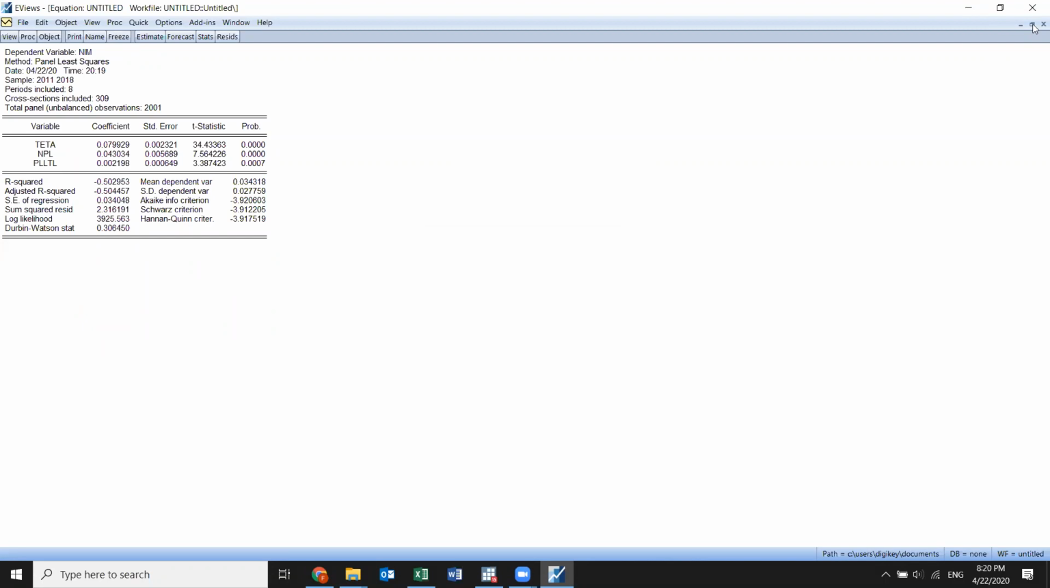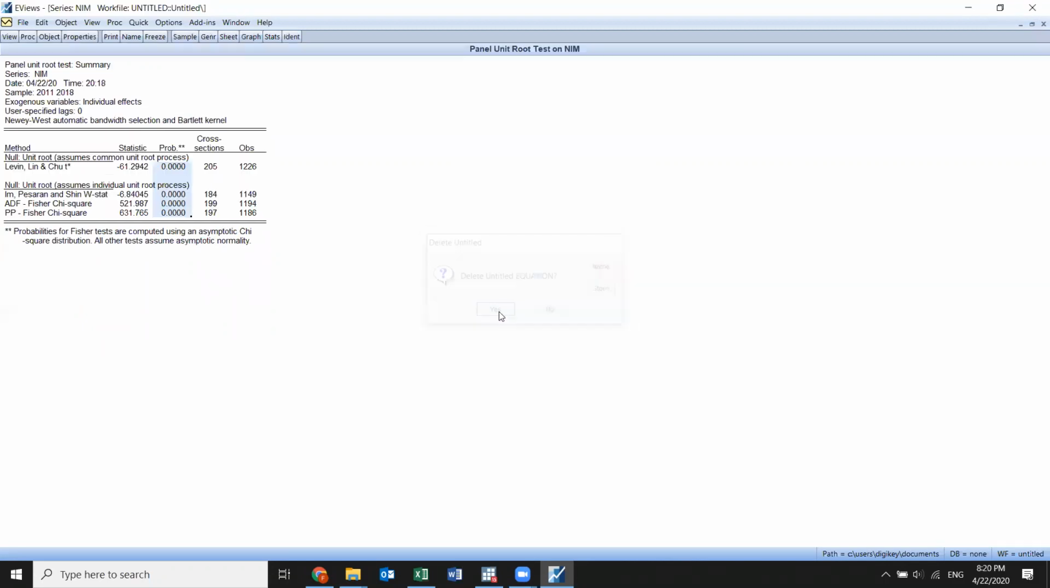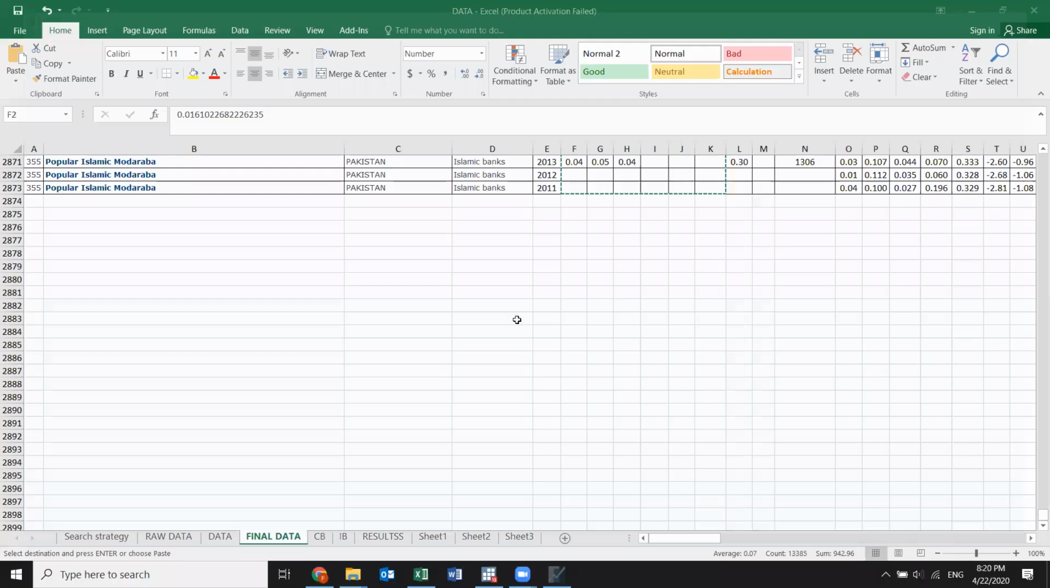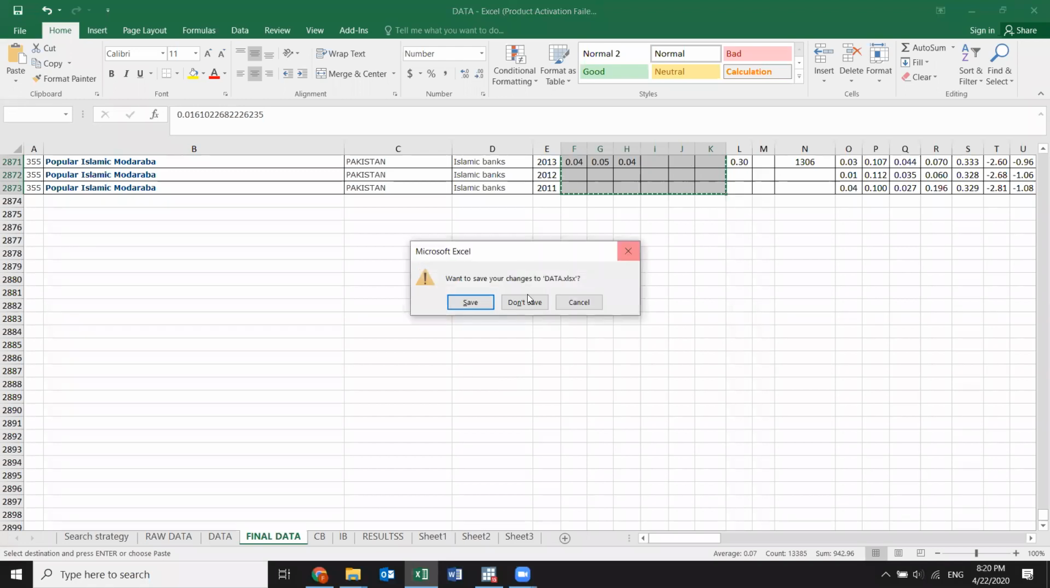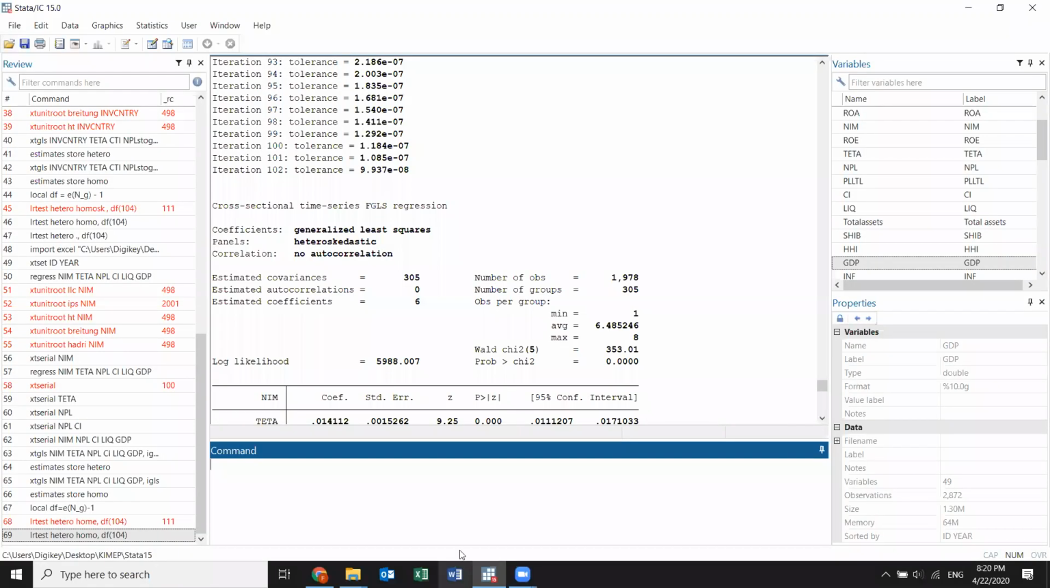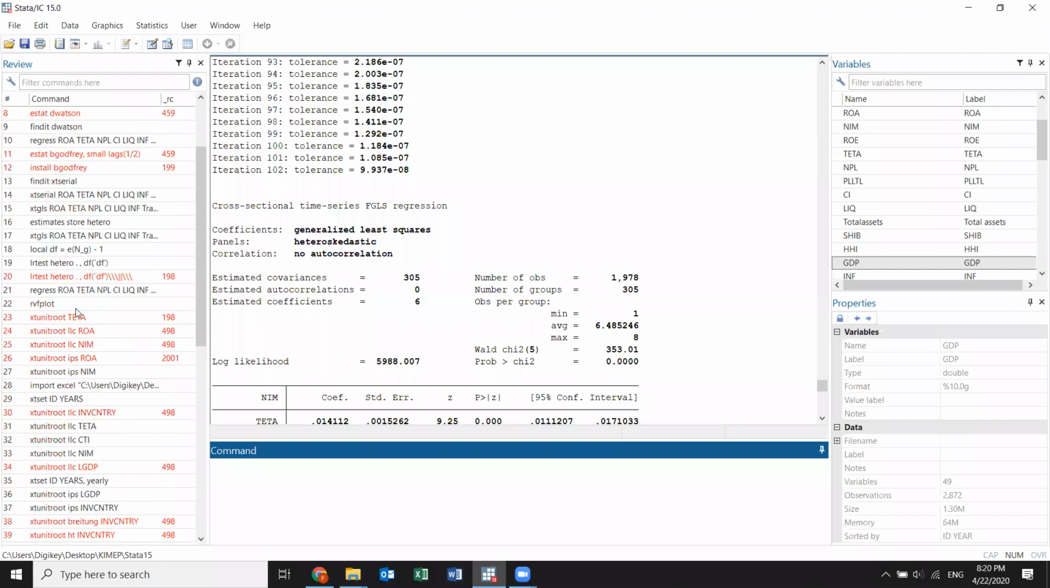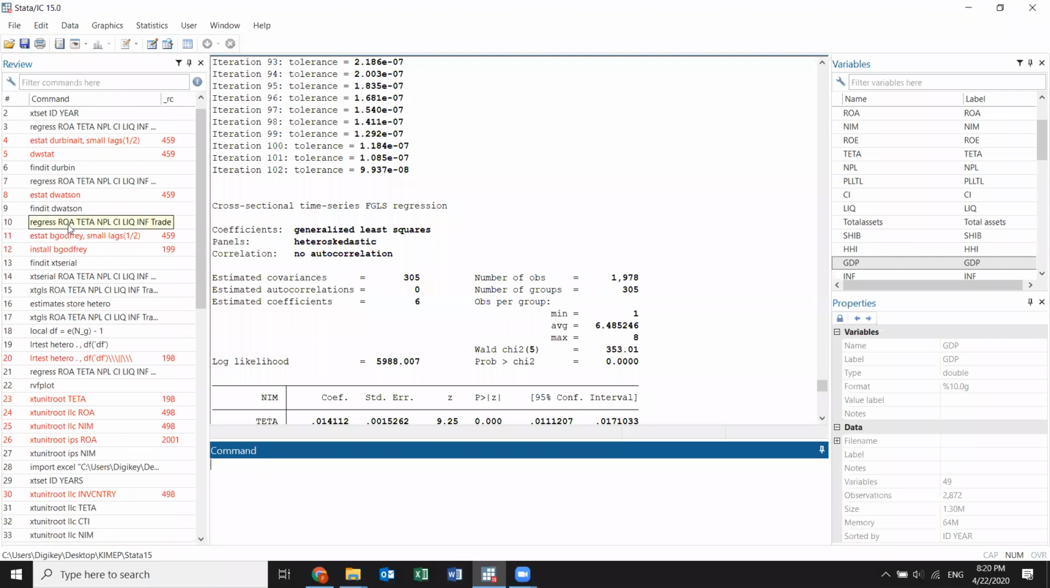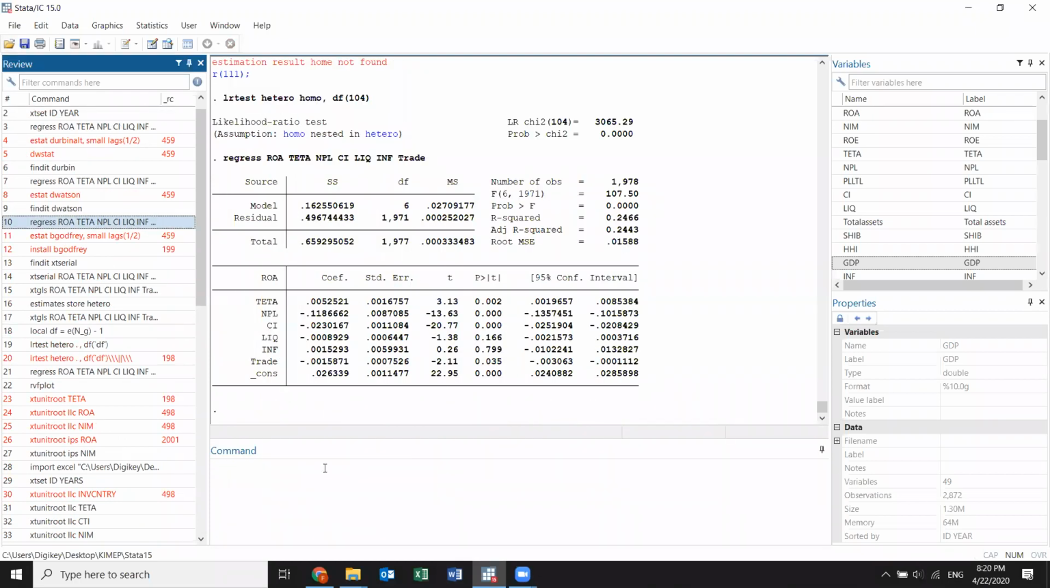For example, guys, one thing. No. I will let you go, sorry. Regression, here we go. So this is our regression.